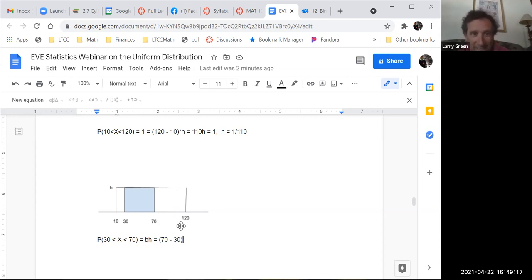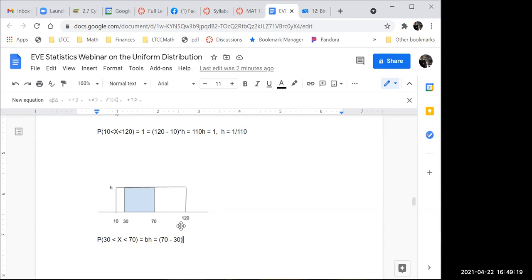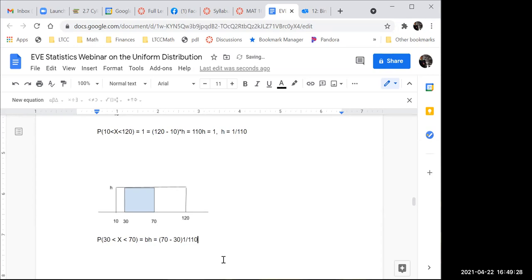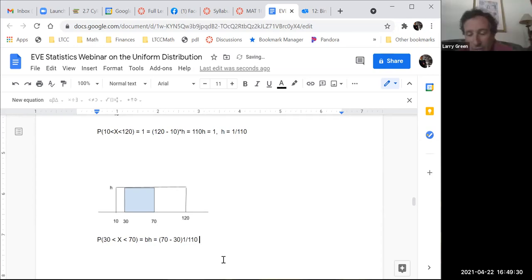At least guess. Well, it says 1 over 110. 1 over 110. That's what we just spent time doing. That was the whole point. 1 over 110. Okay, and then just quickly, 70 minus 30 is 40 over 110, and we're done. If this were a computer exercise, then you'd have to use a calculator and get 4 decimals or something. But I'm happy enough on a quiz or a test if you leave it as 40 over 110.